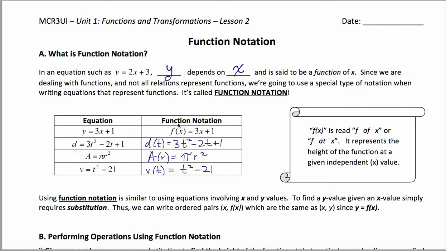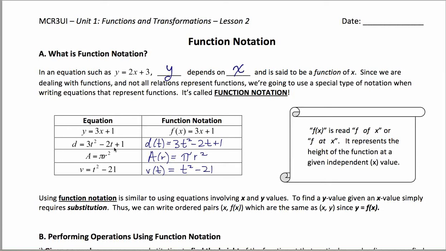So I'd like you to think of f at x, or f of x, as representing the height of a given function at an independent x value. So f at x is actually the height, and x is your input value. So if we want to say what's the height of function f at any given x value, it's that you triple x and add 1 in this particular case. So we're going to say that f of x, or f at x, is going to replace y.